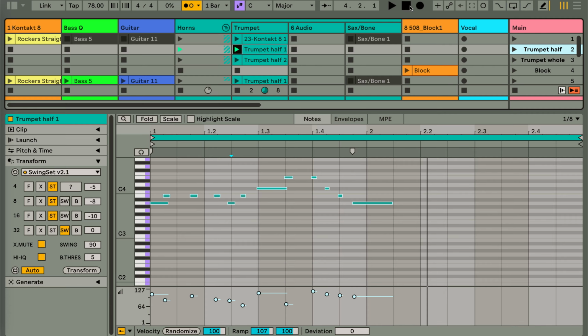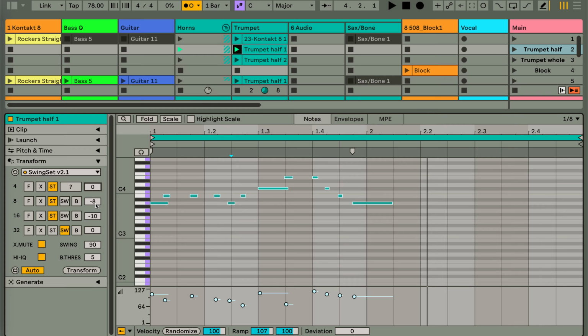So the next place my mind goes is, anytime I see these kind of early notes, these negative swing notes, I always wonder, is it going to sound better if they're not early? What if they're right on the grid? So let's try that. I'll just make all the quarters, eighths, and 16ths right on the grid, double clicking here to take away the negative swing.